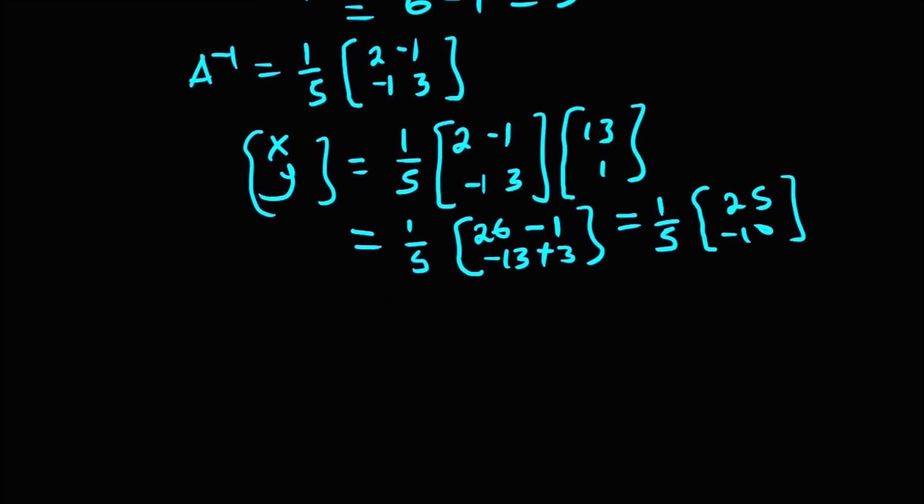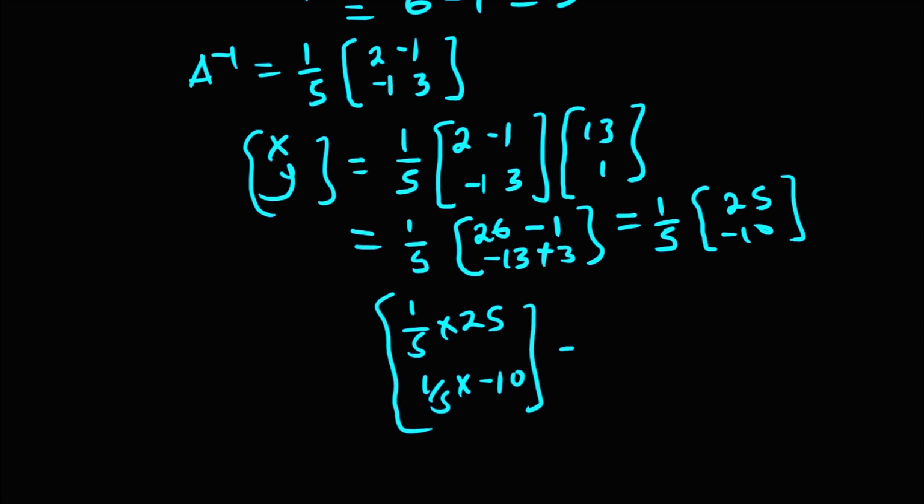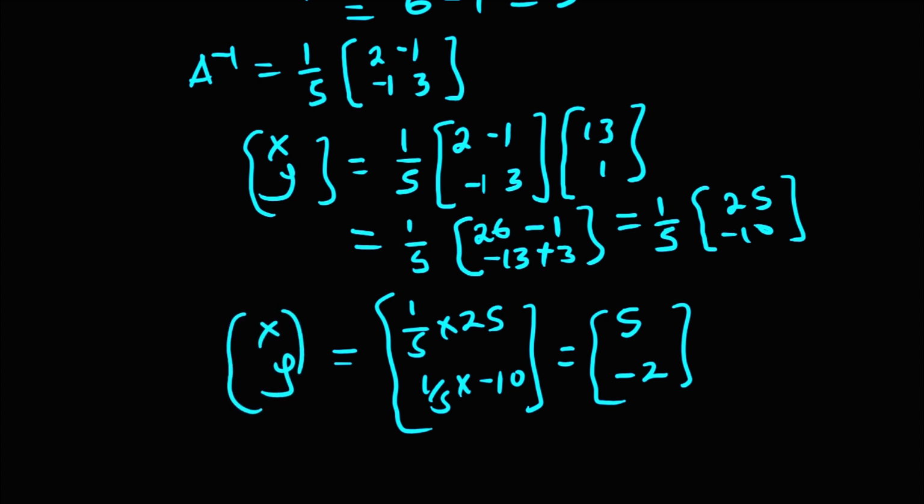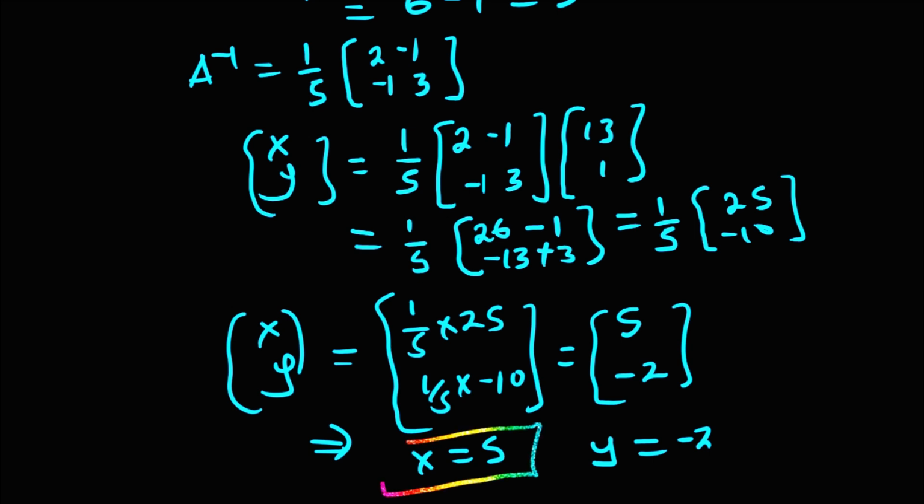So we can simplify this further so that we have 1 over 5 times 25, and 1 over 5 times negative 10. So this is equal to 5, and this is equal to negative 2. And remember, this was the matrix x, y. So this implies that the value of x is 5, and the value of y is negative 2. And those are the solutions of our simultaneous equations.